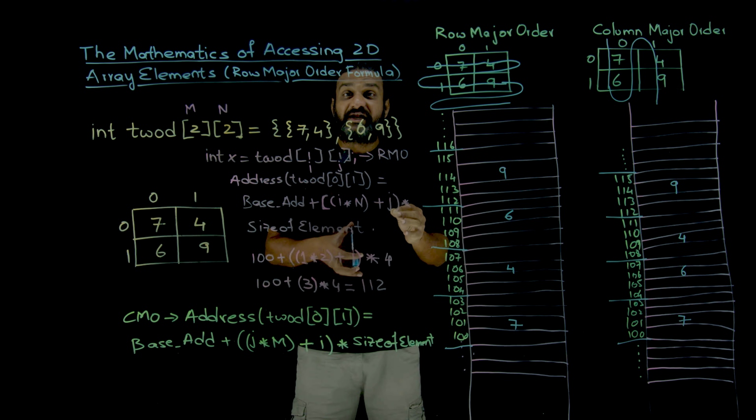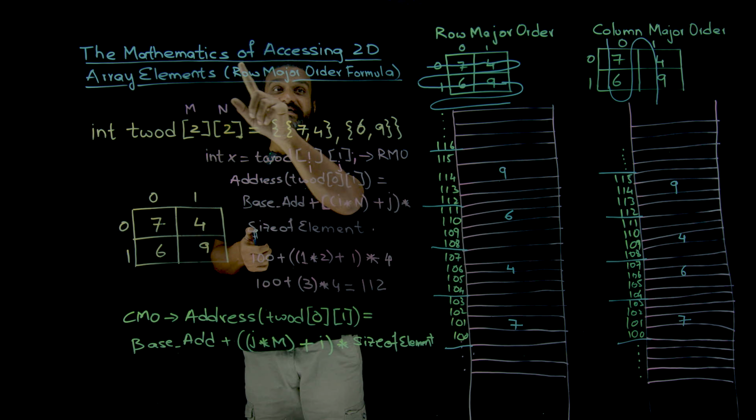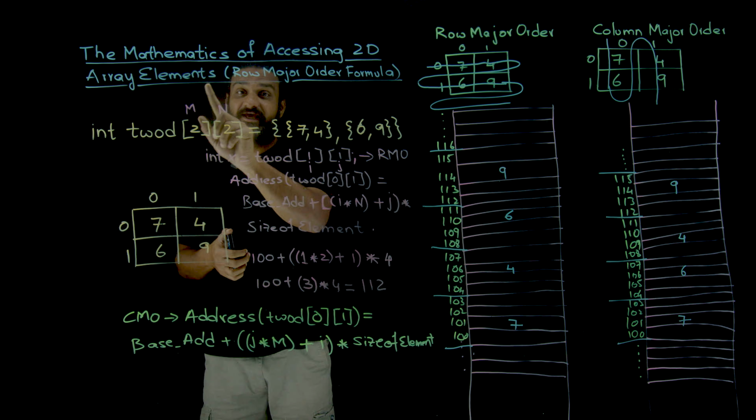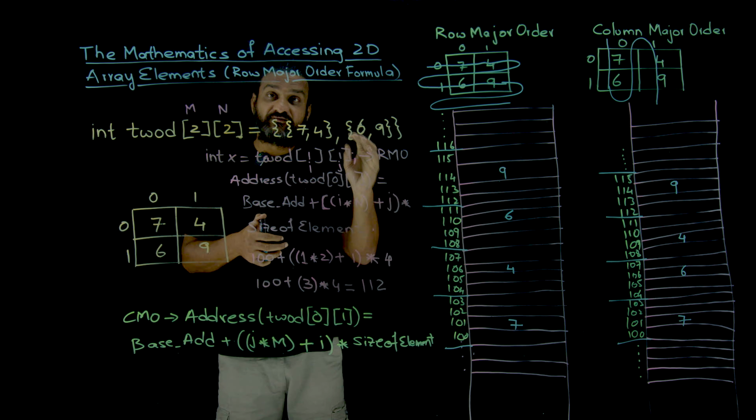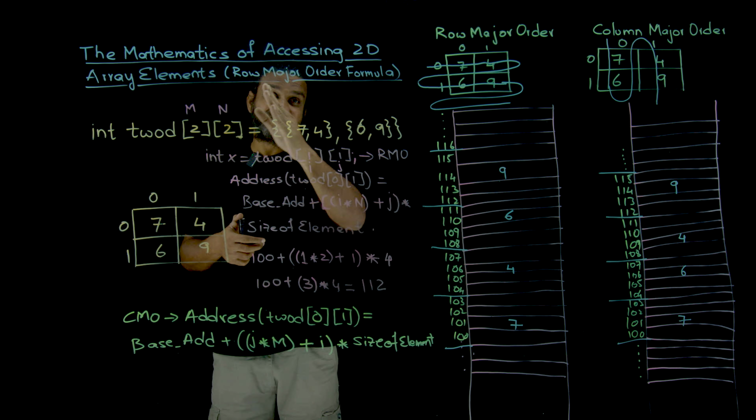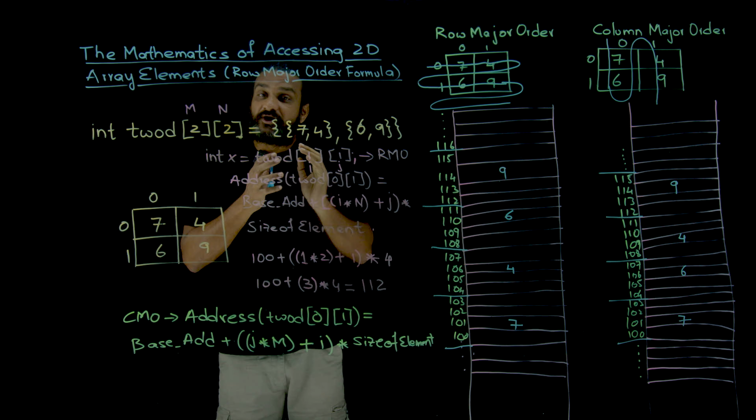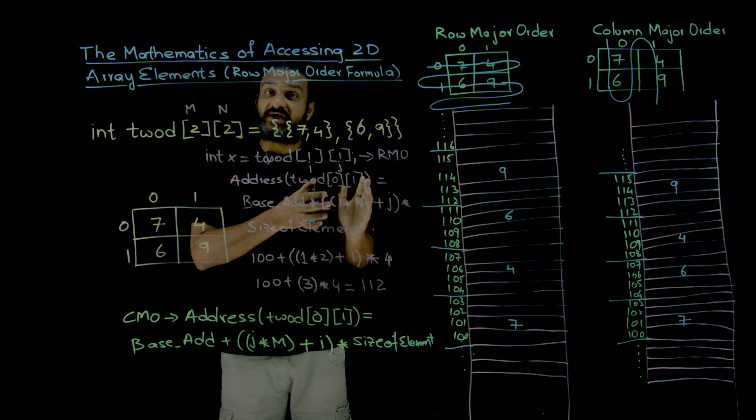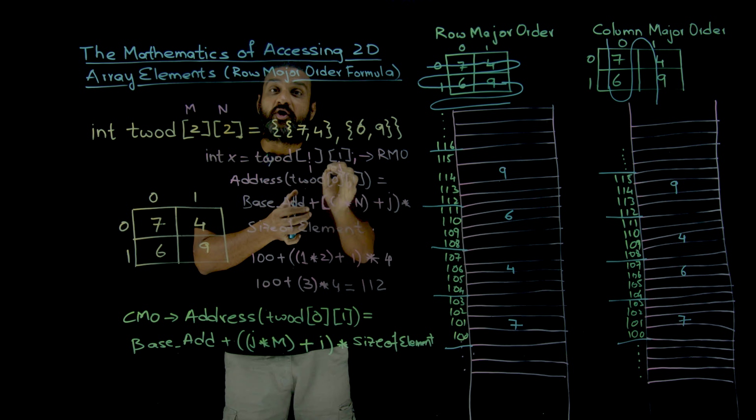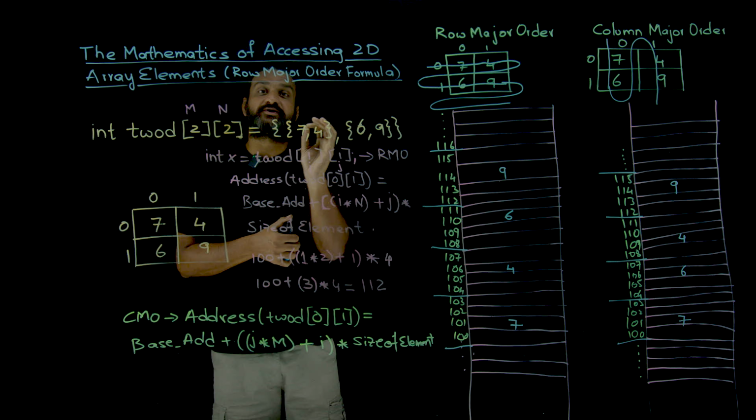In this class, we will understand the mathematics of accessing two-dimensional array elements. And in this class, we will discuss the concept of row major order formula. We are not going to discuss the column major order formula because the C compiler always implements row major order.